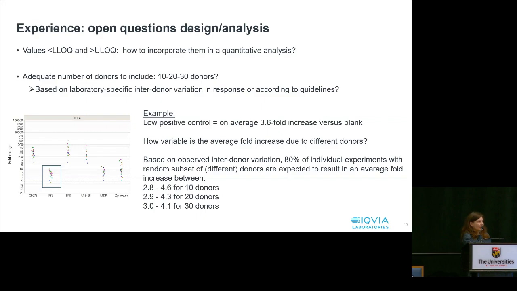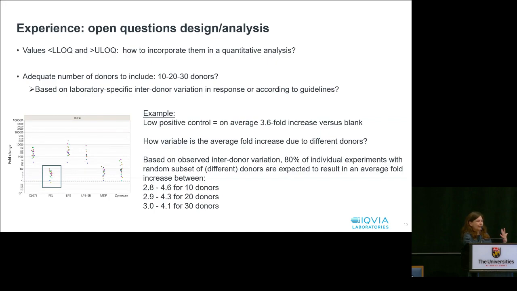The other question that is very relevant is what is the adequate number of donors to include in these assays? So from a statistical point of view, it definitely makes sense to base this on the interdonor variation that you see, which can be laboratory specific, but we also have often heard of very specific guidelines where people were requested to include, depending on the source, 10, 20 or 30 donors. So we can easily calculate, based on the interdonor variation that we see, how reproducible the assay is as a function of the number of donors.